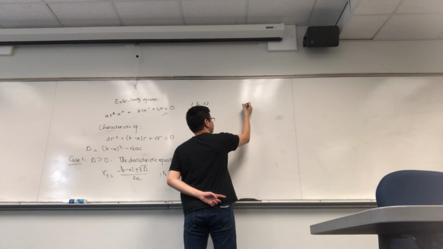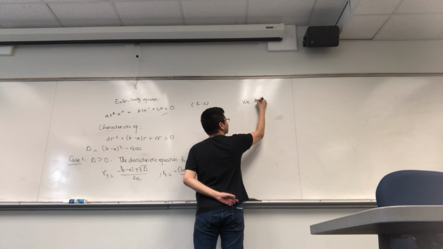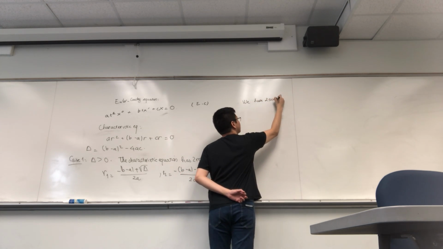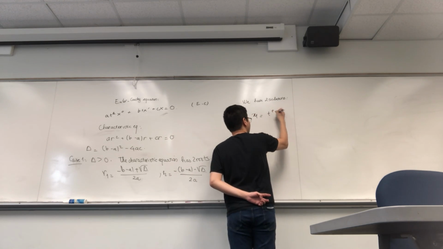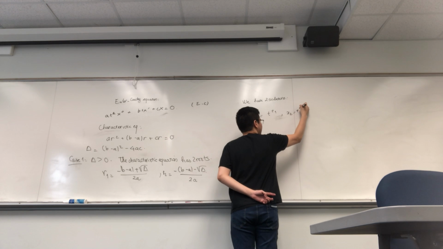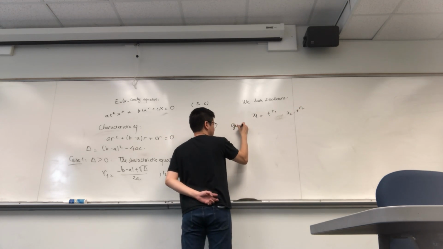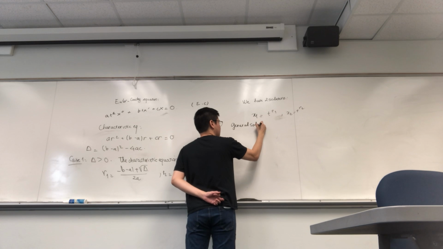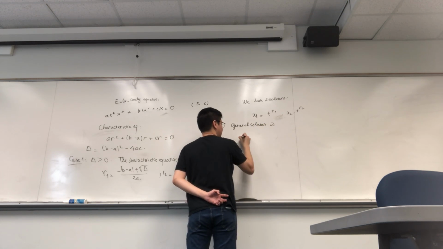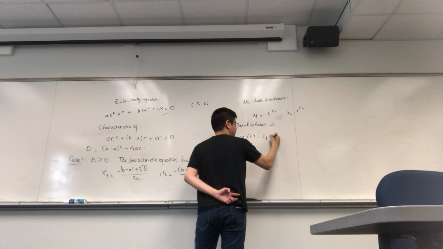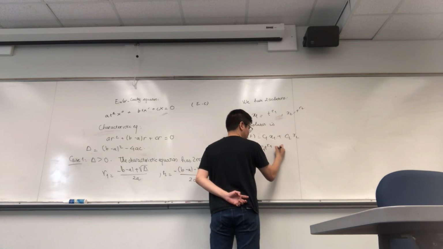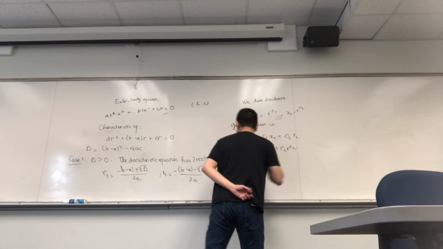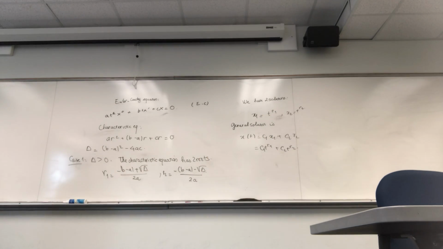And we have two solutions. So x1 will be t to the r1, and x2 will be t to the r2. The general solution x(t) is c1 x1 plus c2 x2, and this is c1 t to r1 plus c2 t to r2. Right? Questions?